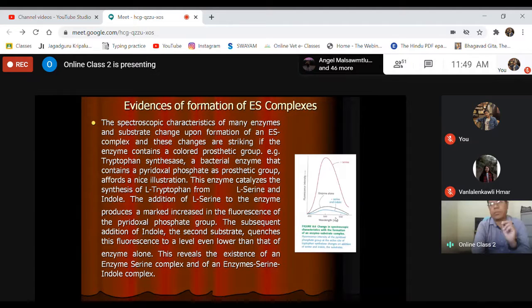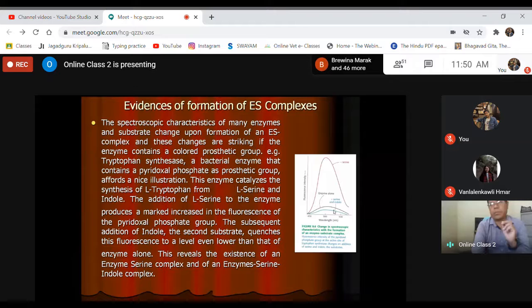So here you just see in the graph. The middle one, shown in black, is the enzyme alone. When you take the enzyme alone, you check the fluorescence. This is the graph that we get when the enzyme is alone, when no substrate is added. Now to this solution containing the enzyme, we add the first substrate, L-serine.